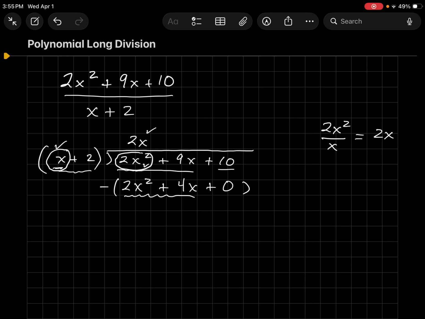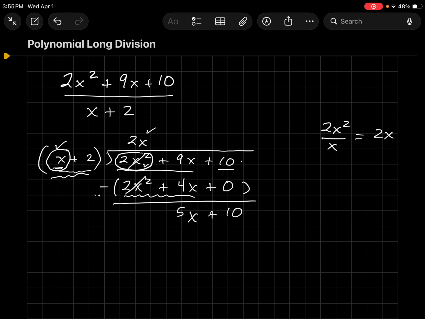If we do this correctly, this first term should always cancel out, and it does. And then I can do the rest. I get 9x minus positive 4x, which gives me 5x. I get 10 minus 0, which gives me 10. So I can do the process again, because x plus 2 can go into 5x plus 10.